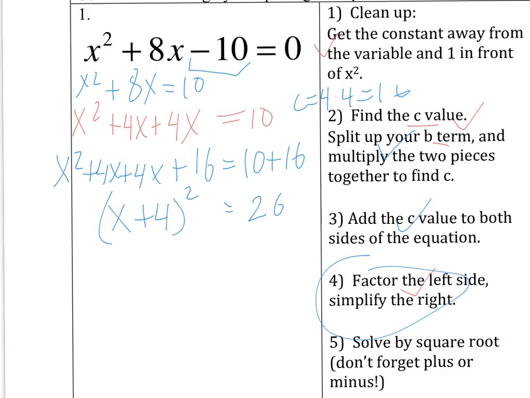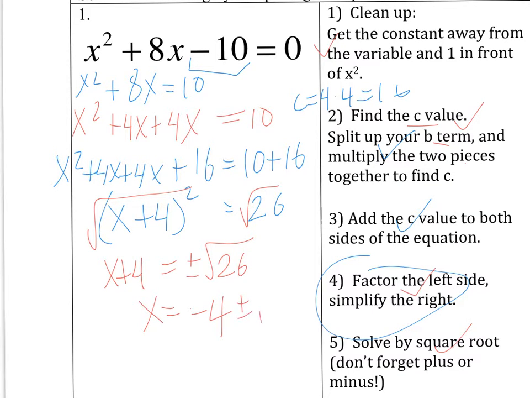Okay. If you need help with factoring, go back a little bit in the videos and look at the previous section. And then finally, we're going to solve by the square root. Square root both sides. X plus 4 is equal to plus or minus the square root of 26. X is equal to negative 4 plus or minus the square root of 26.